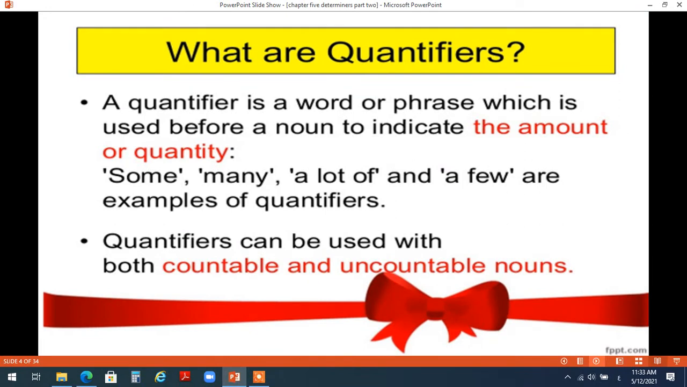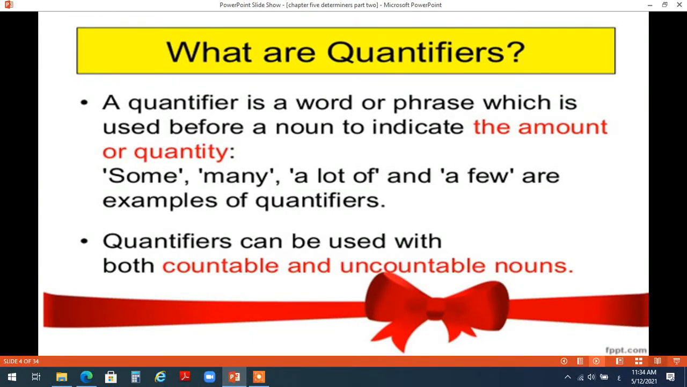إذن ممكن أن نعرف الquantifier إنه عبارة عن كلمة أو عبارة اسمية تستخدم قبل الاسم لكي نحدد كمية أو مقدار أو عدد ذلك الاسم. Some, many, a lot of, and a few are examples of quantifiers. إذن أمثلة على الquantifiers هي كلمات مثل some, many, a lot of, و a few.